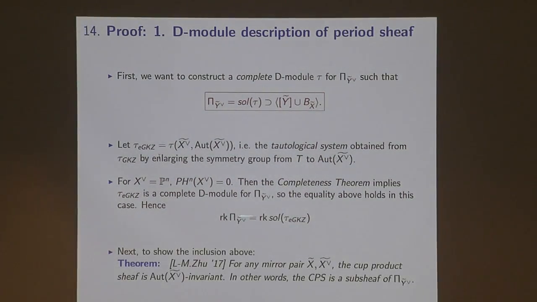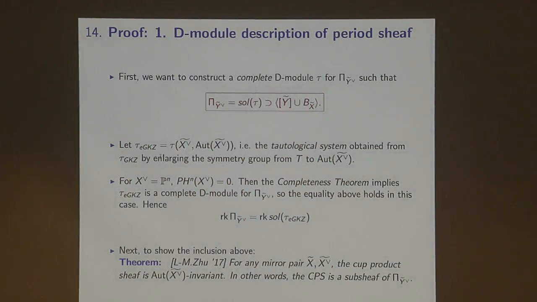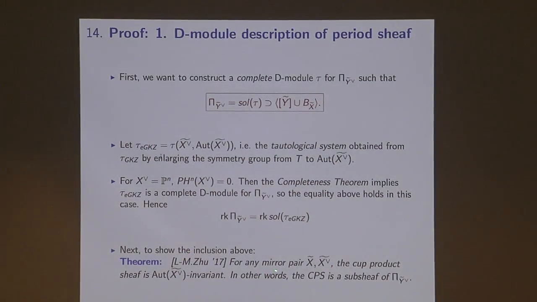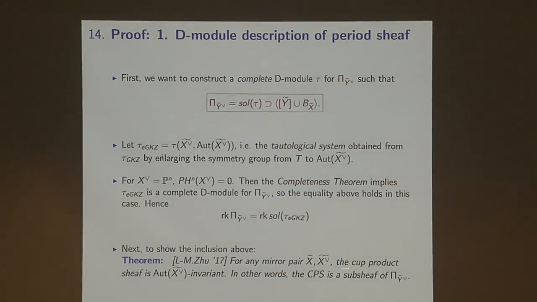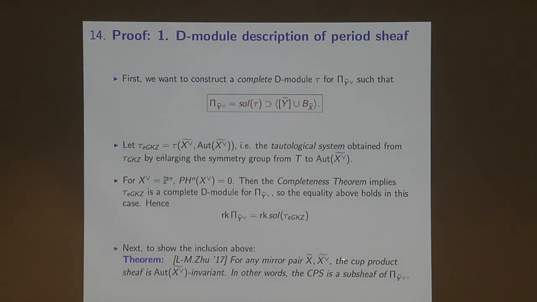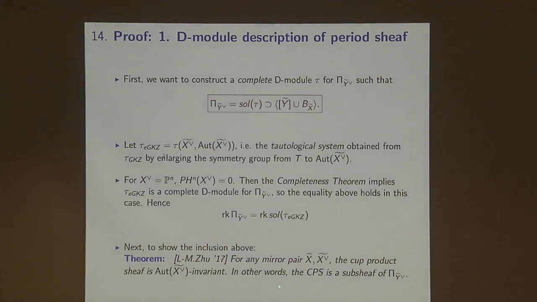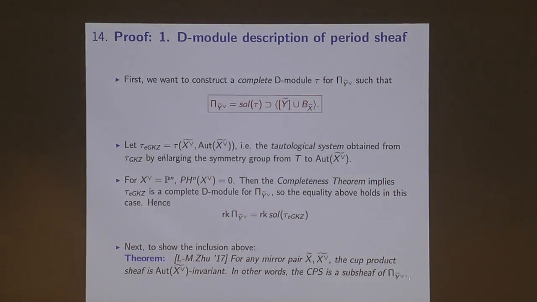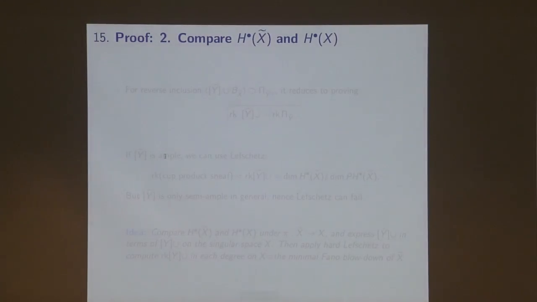Next, I want to show this inclusion. This is a more recent result with Mixian Zhu. So the statement is that for any mirror pair in the sense of Batyrev and Borisov, the cup product sheaf is Aut invariant. So that translates into the statement that the cup product sheaf is a subsheaf of the period sheaf, and hence this inclusion. So that takes care of the first step.